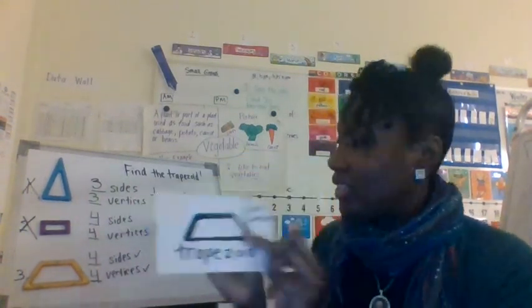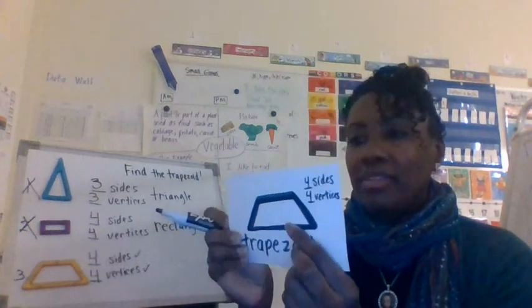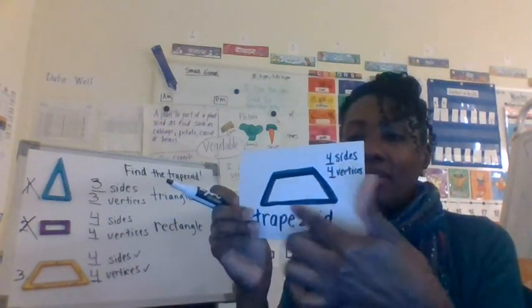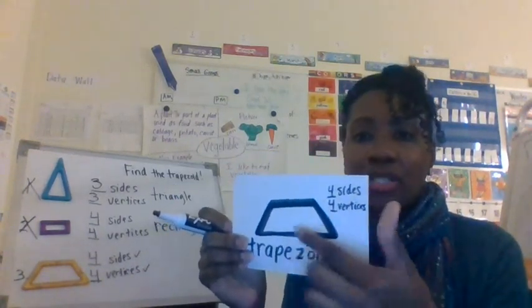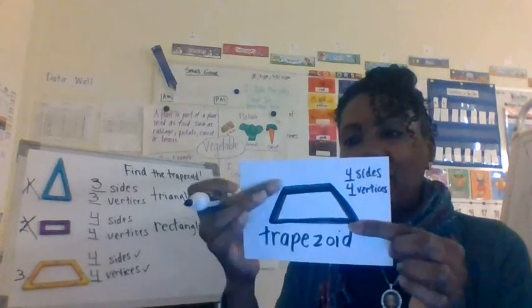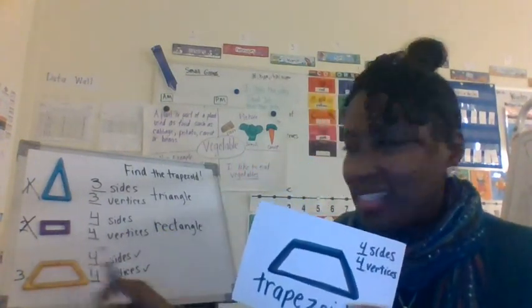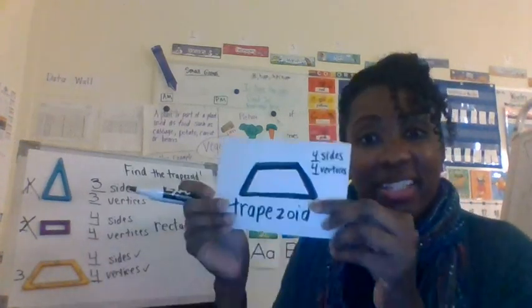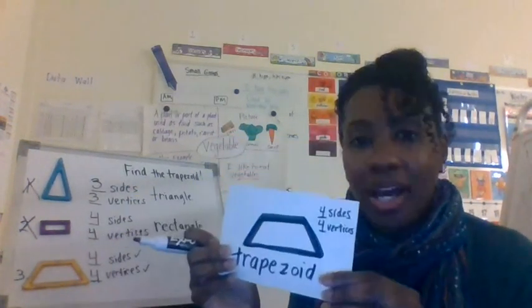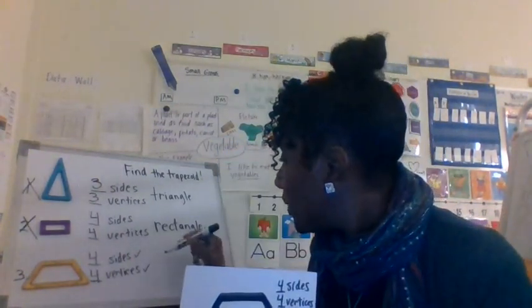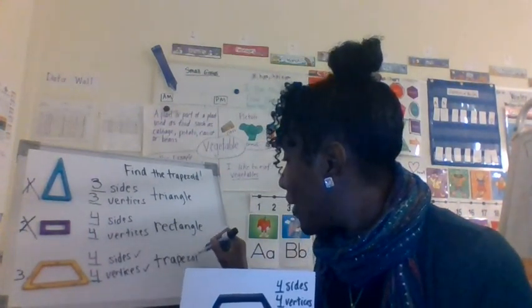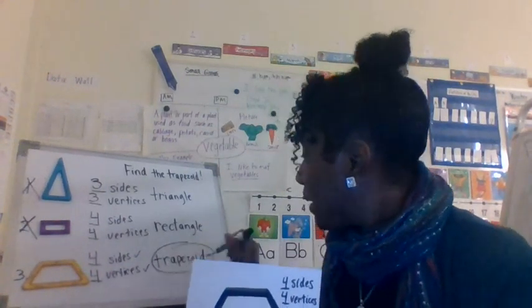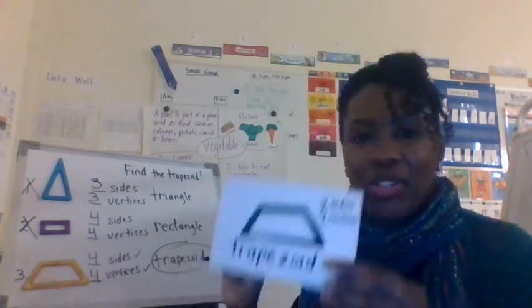But does it look the same as this shape? Does it have sides that are parallel? The top and bottom sides are parallel, the ones that are straight across from each other. And these sides are diagonal. They slant. It does. It looks the same. So guess what, scholars? This is our trapezoid. So we found our trapezoid. Trapezoid. And I'm going to circle that and put a check because we found our trapezoid.